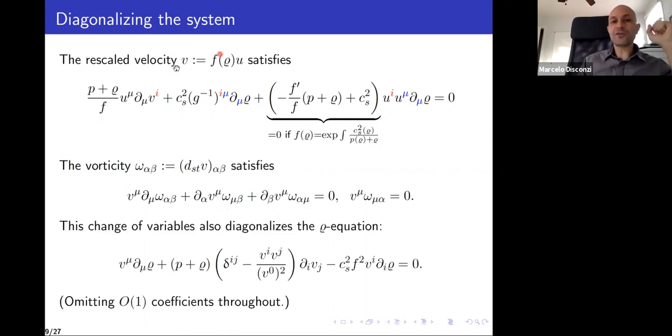Now, the change of variables that I mentioned also diagonalizes the equation for the density. You get to this equation here, right? Don't worry too much about the details. And I point out that the equations are actually a little uglier than what I wrote here. There are several coefficients which are of order 1, which are not very important for what I'm going to say. I'm going to omit all these coefficients just so that the equations that I'm going to write down don't look very complicated.